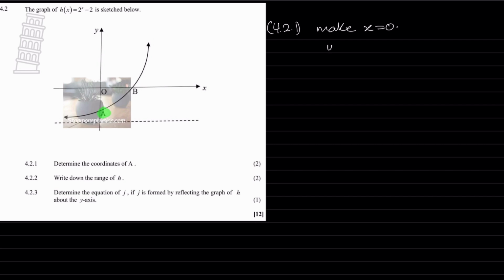So the equation is y is equal to 2 to the power x minus 2. Now, if we make x 0, y is equal to 2 to the power of 0 minus 2. 2 to the power of 0 is 1. So y is equal to 1 minus 2. y is equal to negative 1. Since they want a coordinate, A is therefore going to be 0 and minus 1. Let's input that right there.